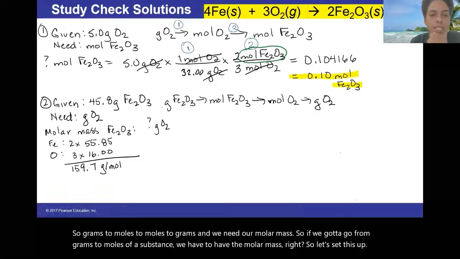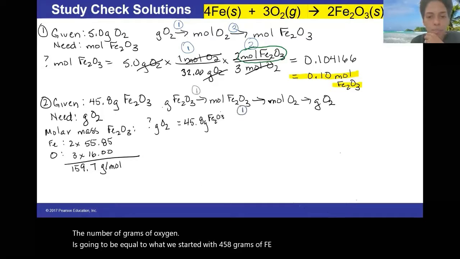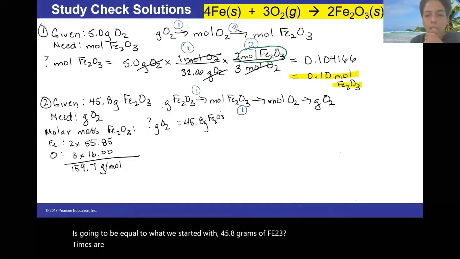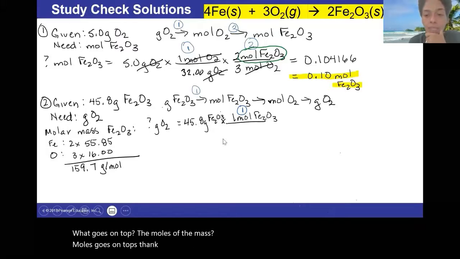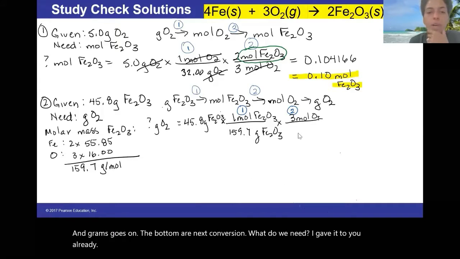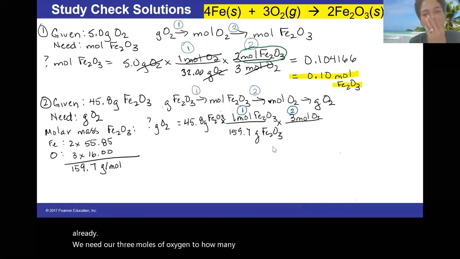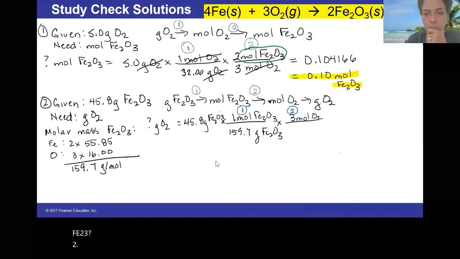The number of grams of oxygen is going to be equal to what we started with, 45.8 grams of Fe2O3, times our molar mass. What goes on top, the moles or the mass? Moles goes on top. Thank you, Adam. And grams goes on the bottom. Our next conversion, what do we need? I gave it to you already. We need 3 moles of oxygen to how many moles of Fe2O3? 2.